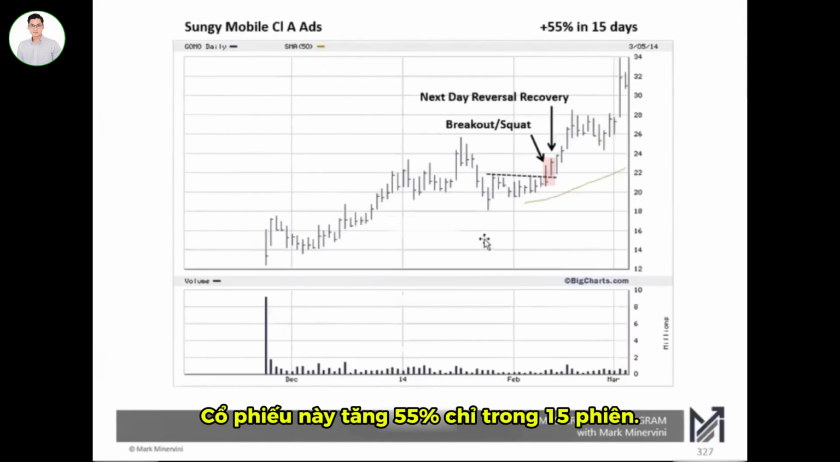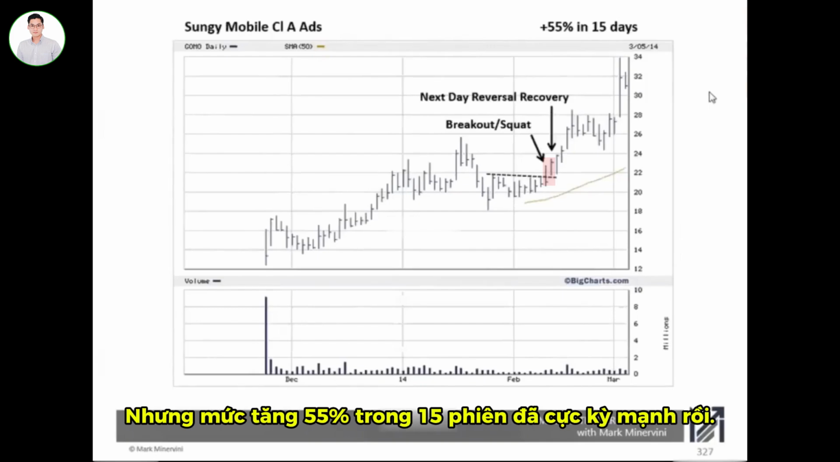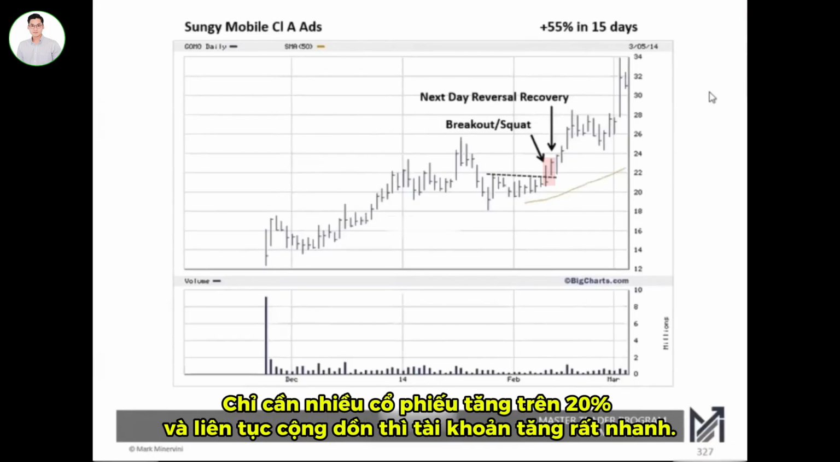And again, take a look here: 55% in 15 days. People think that we show all these big winners, but a gain that's even 55% isn't exactly a small gain, and certainly in 15 days it's a tremendous gain. So these gains can add up. You can have 20% movers, and you compound those, it really turns into something pretty quickly.